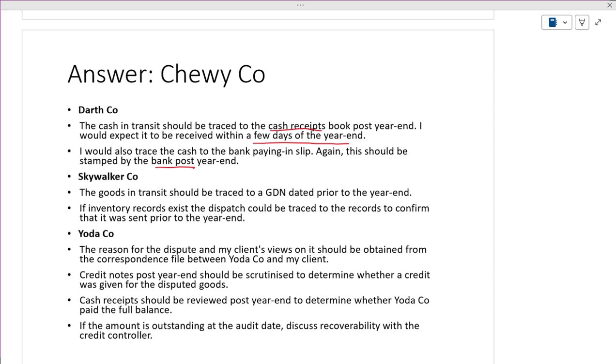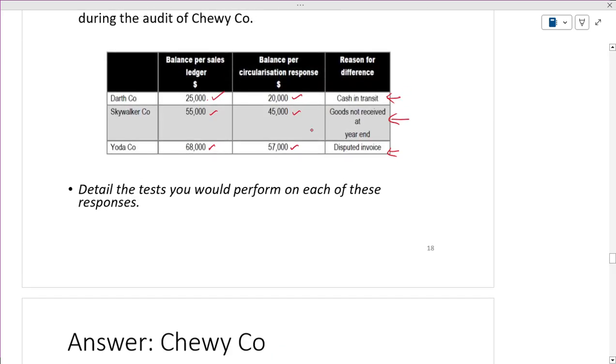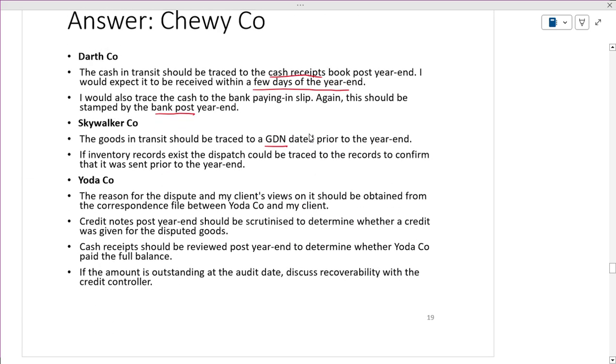The goods in transit should be traced to the goods dispatch note. When there is a dispute with respect to goods not received, you have to say whether they have been dispatched or not. If the inventory record exists, the dispatch is traced to the records to confirm that it has been sent. If the inventory department says that we have dispatched the goods, then we can confirm that it has been done, and that is one of the reasons the goods are in transit.